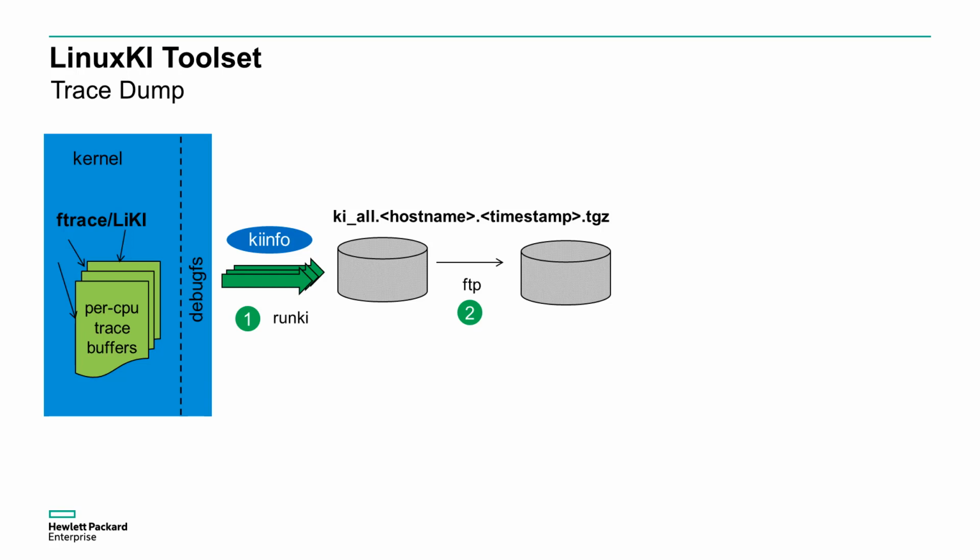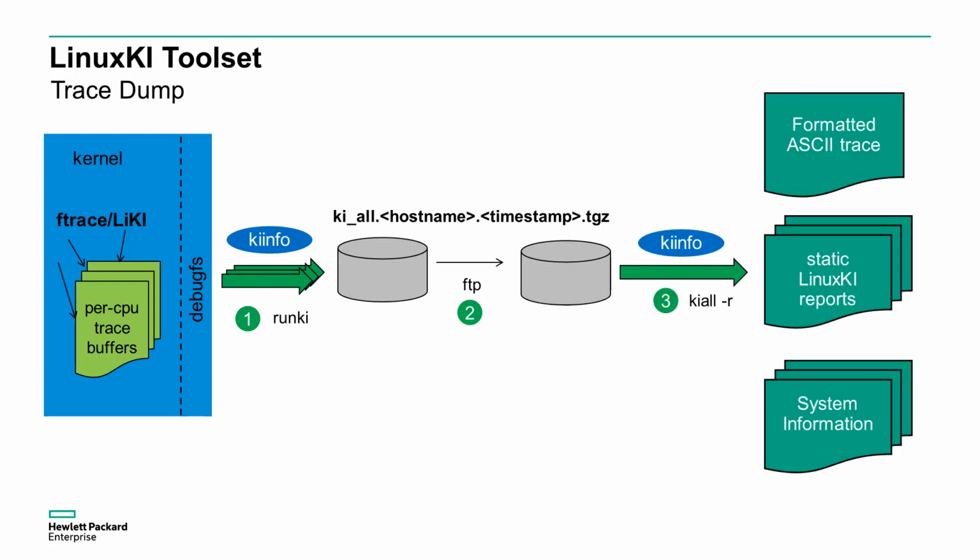Next, the KI tar file can be copied to another system, or it could be analyzed on the current system. While this is an optional step, it's sometimes useful to analyze the trace data on a system that's not experiencing the performance issue. Also, the engineer that analyzes the trace data does not have to have access to the system where the trace was taken. On the server where the KI data is being analyzed, simply execute the KI all script to process the data and generate the LinuxKI reports.